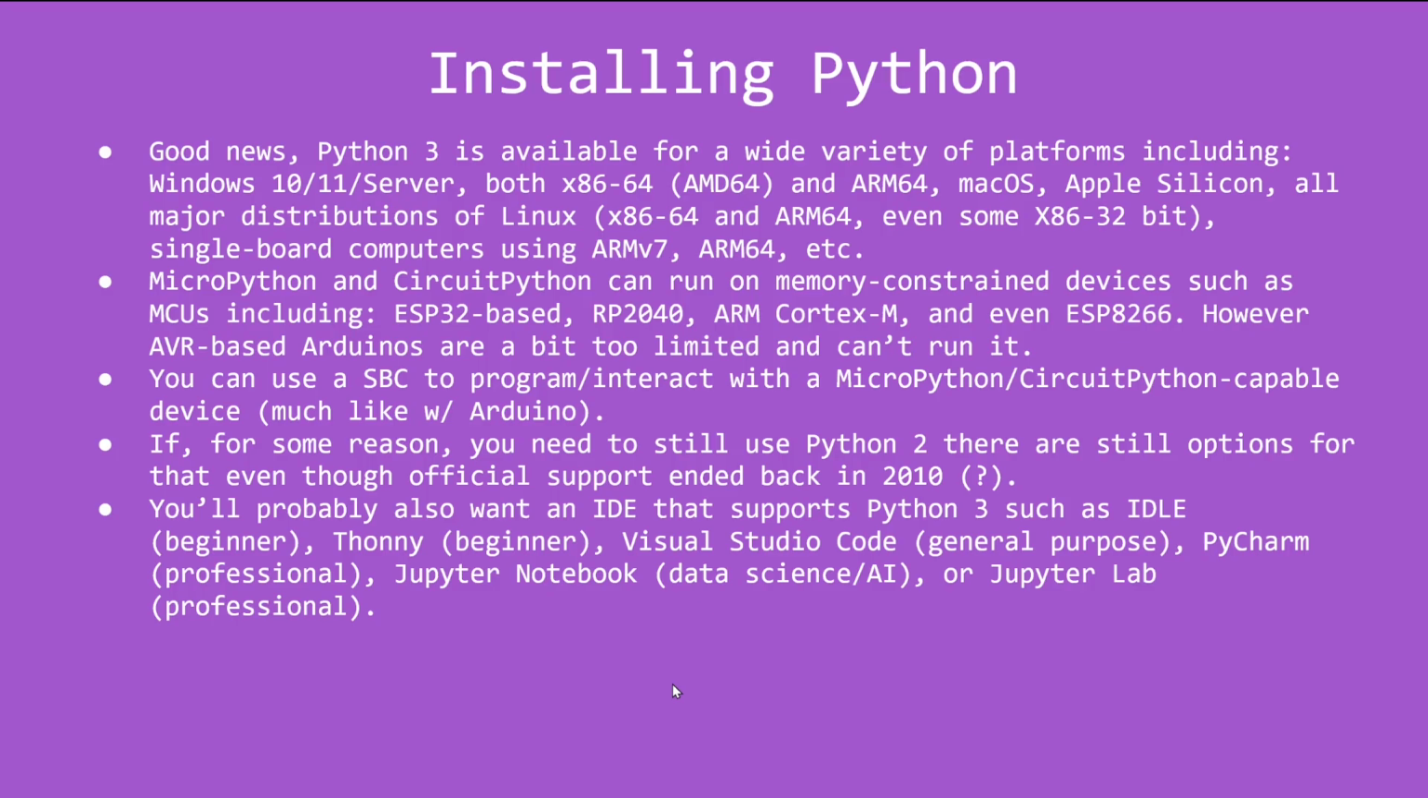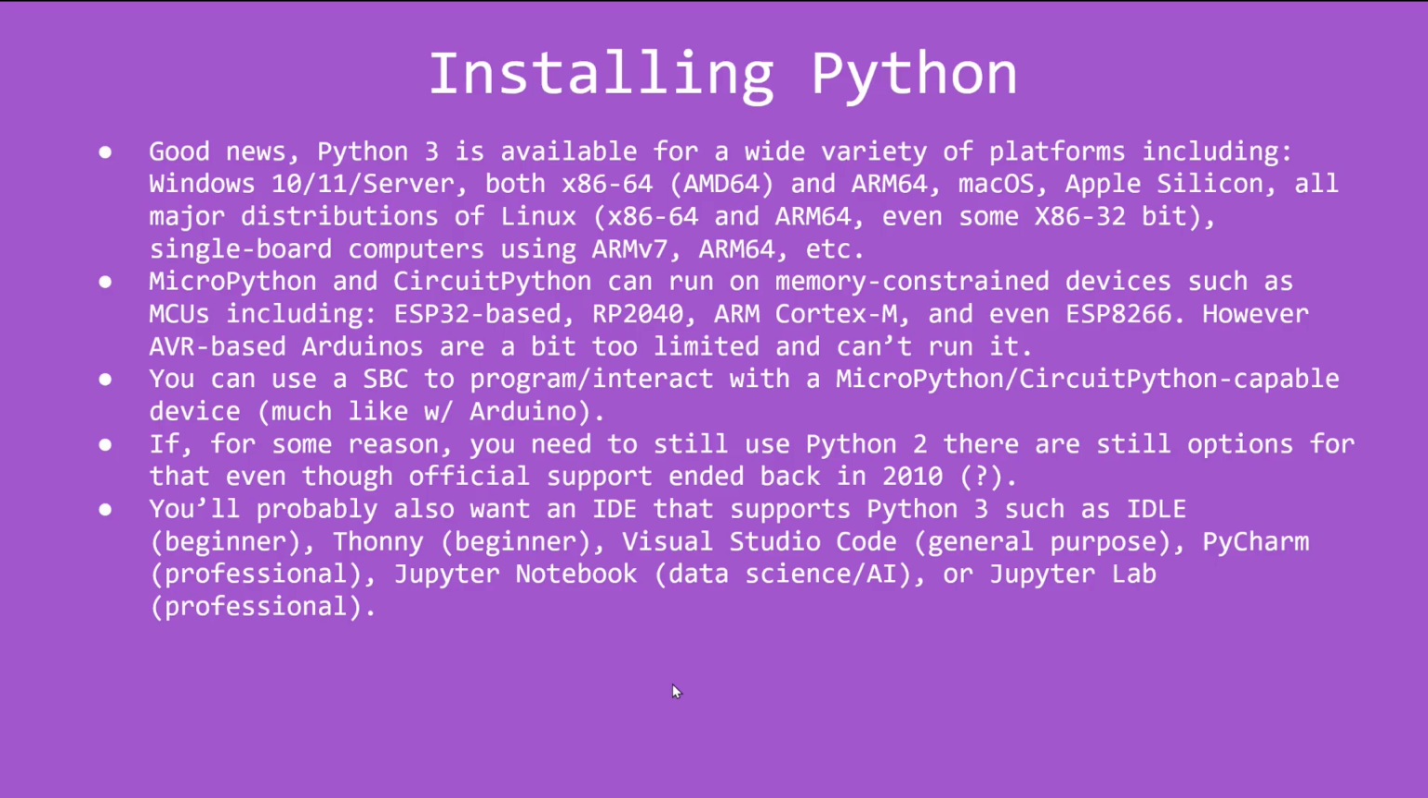If for some reason you still need to use Python 2, there are still plenty of options out there. Although I think official support ended back in about 2010. You'll probably also want an IDE that supports Python 3. IDLE and Thonny are really good options for beginners. Don't feel that you actually have to be limited to them, and don't feel you have to move on from them unless you need more advanced features.